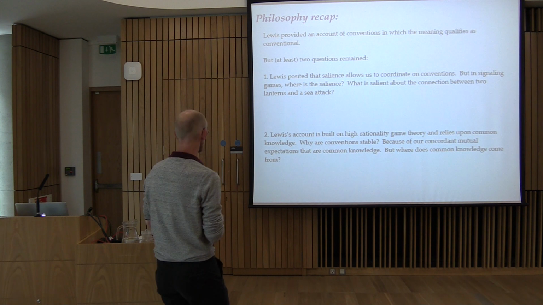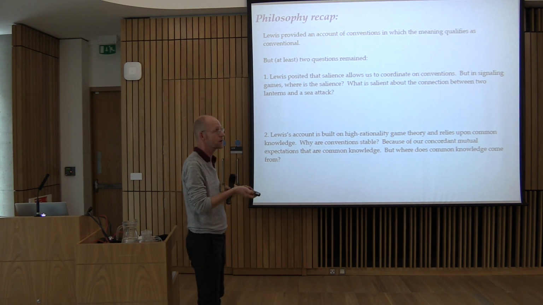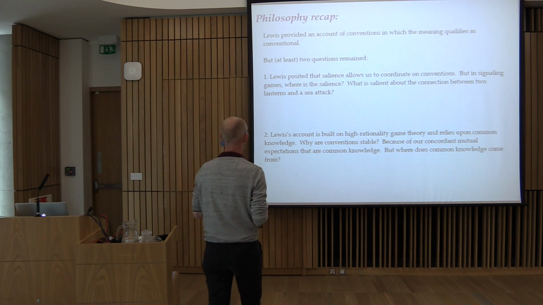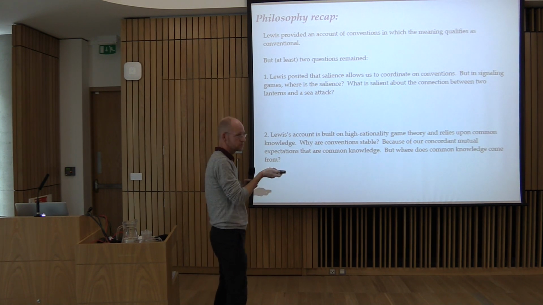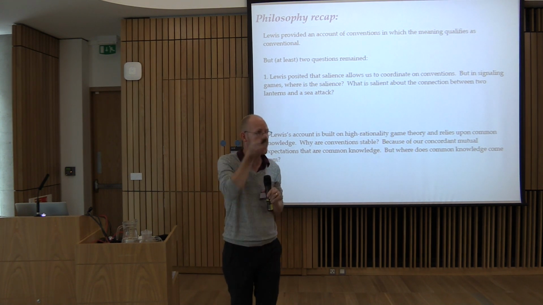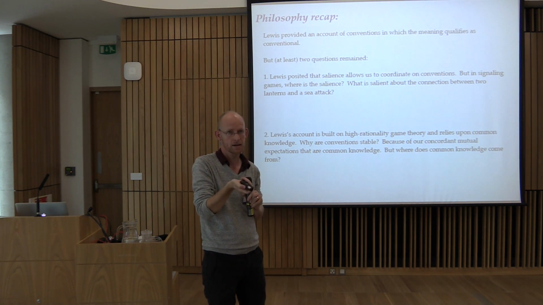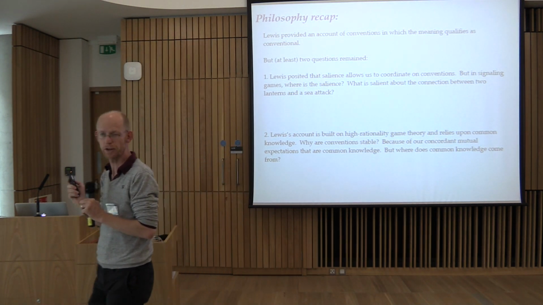The second problem was that Lewis' account is built on higher order rationality, that game theory really needs to account for equilibria. It explains why conventions are stable, but it requires this common knowledge and these higher order expectations. Do we really need that, and where does it come from? Actually, Skyrms also answers that we don't really need that.